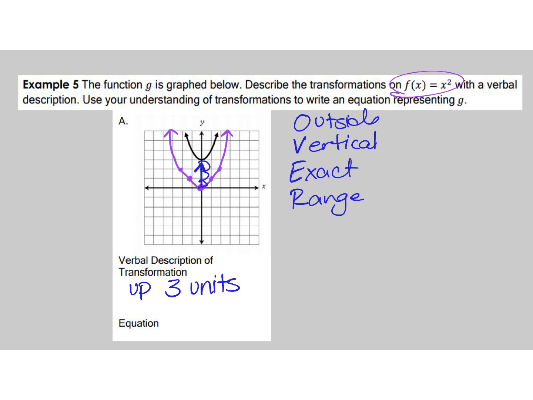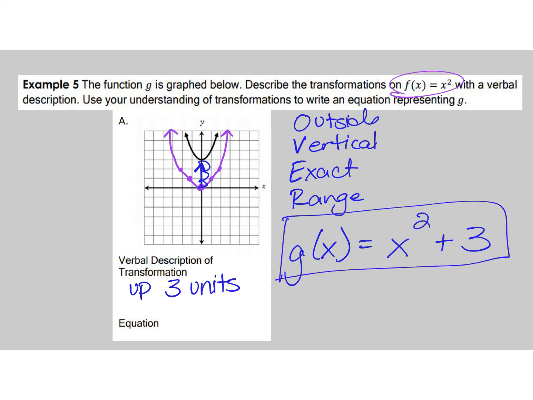So in this case, for our function, we would have f of x, or actually we're going to go with g of x. G of x would mean we're going to take that x squared and add 3 outside the parentheses. There are no parentheses in this case on that function besides the x there. So this would be the equation that matches.